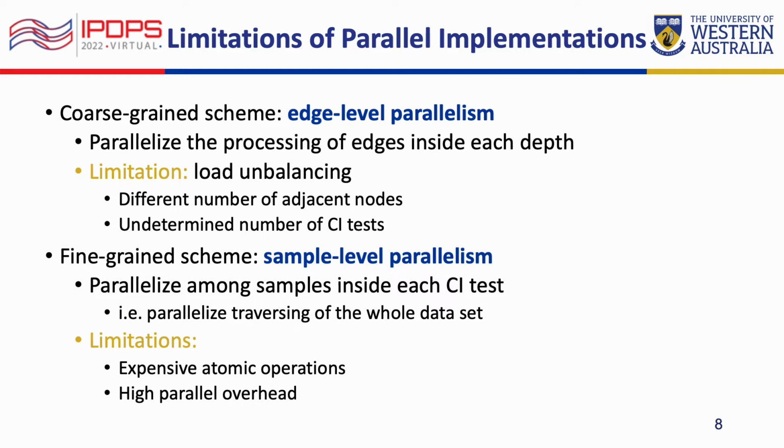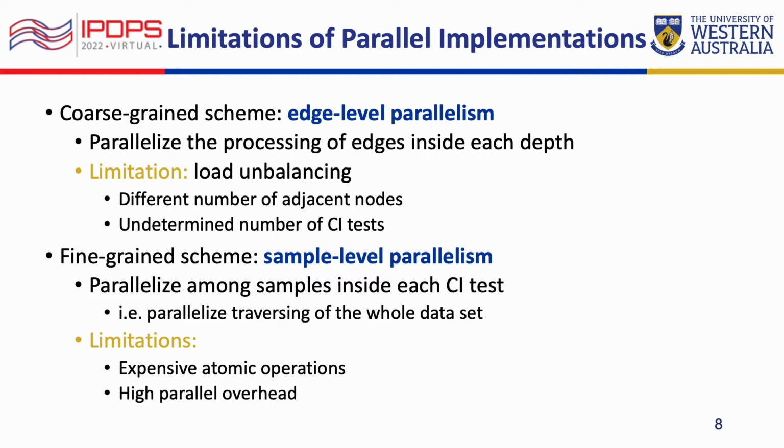Another scheme is sample-level parallelism. It is fine-grained and it parallelizes among samples inside each CI test. For each CI test, the most important step is to generate the contingency table. The table is generated by traversing the whole dataset. For example, for the CI test I, given D, it traverses the dataset and gets the values of I, G, and D of each sample. Then compute the corresponding cell in the table and add 1 to this cell. So this scheme is to parallelize the traversing of the whole dataset.